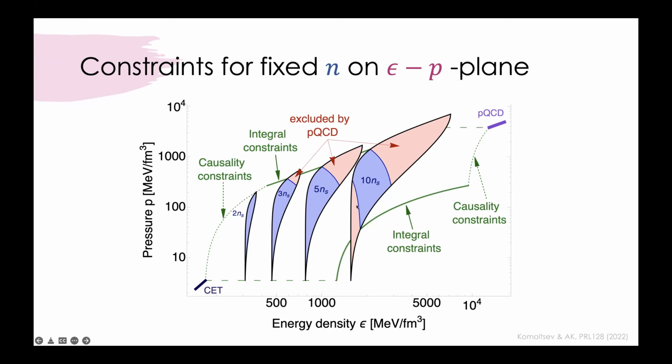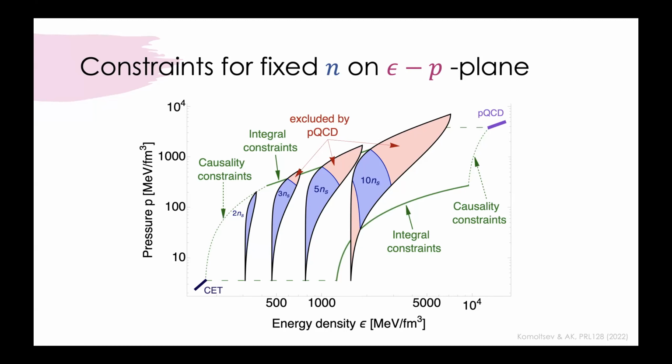This is a log plot, but if you look at these areas that are allowed or excluded in linear scale, here 95% of the area is excluded by QCD, and only 5% remains. So it's quite a dramatic effect. And that is just by imposing these fundamental physics principles on the equation of state.